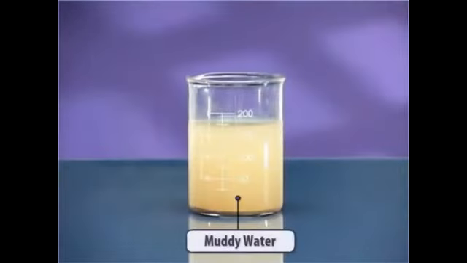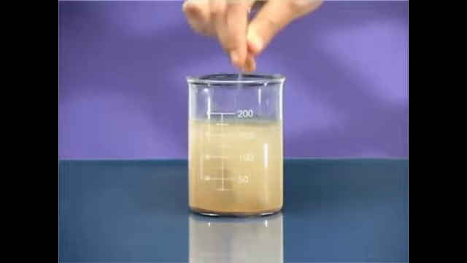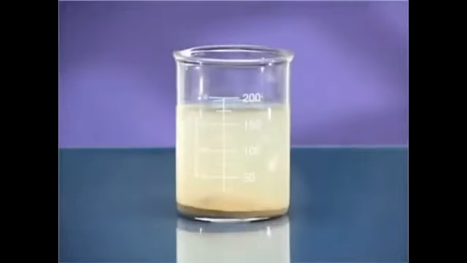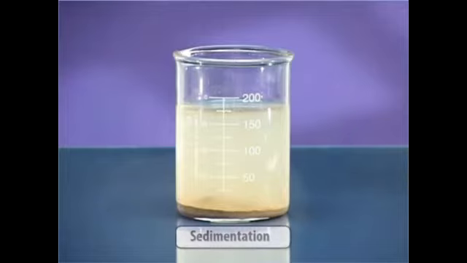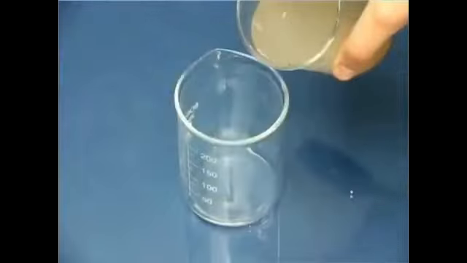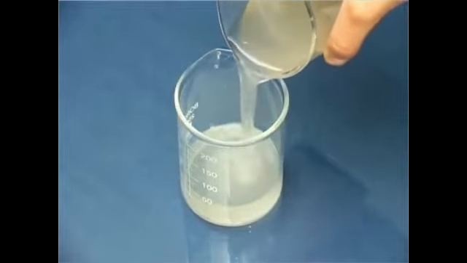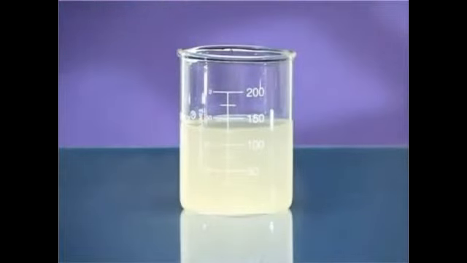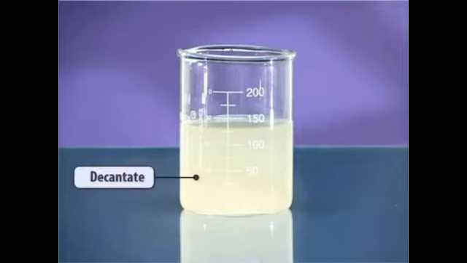Take some muddy water in a beaker. It is a mixture of soil and water. Stir this mixture well and leave it undisturbed for half an hour. The mud settles down at the bottom of the beaker by the process sedimentation. Now, transfer the water at the top of the settled mud by tilting the beaker to another empty clean beaker. The water thus obtained is called decantate.